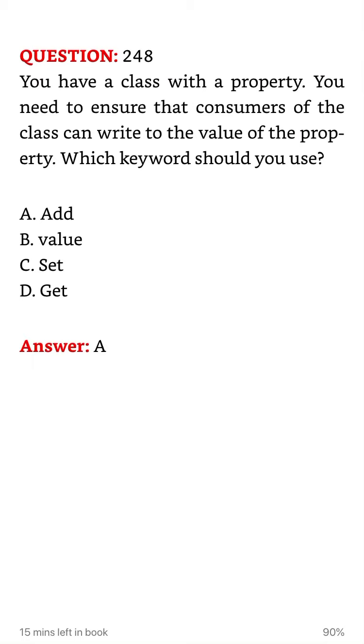Question 248. You have a class with a property. You need to ensure that consumers of the class can write to the value of the property. Which keyword should you use? A, add. No. You need to definitely set. If you want consumers to write to the value, you do a set. So that would be C.